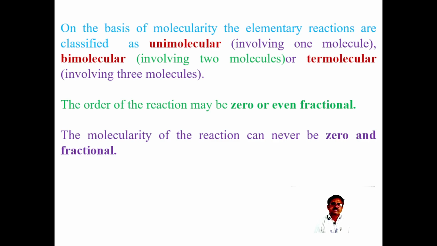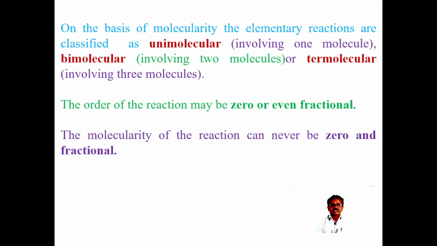On the basis of molecularity, the elementary reactions are classified as unimolecular, involving one molecule only, bimolecular, which involves two molecules, or termolecular, involving three molecules. The order of a reaction may be 0 or even fractional, but the molecularity of a reaction can never be 0 or fractional. This is the major difference between order of reaction and molecularity of a reaction.